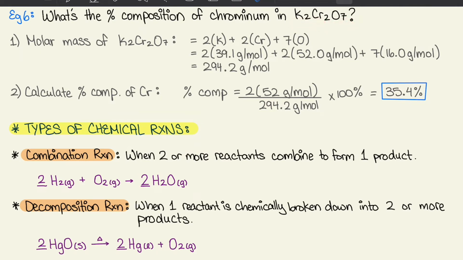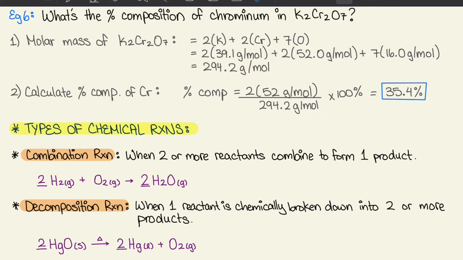So the first step we do is find the molar mass of K2Cr2O7. So we got 2 moles of K plus 2 moles of Cr plus 7 moles of oxygen. We can fill in the molar mass for each element and get a total value of 294.2 grams per mole.